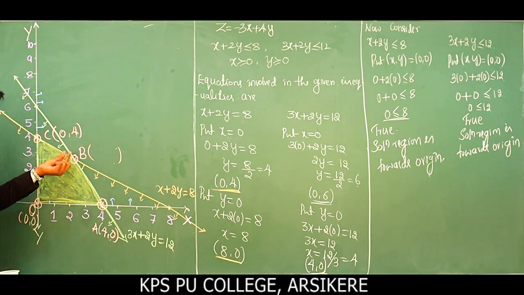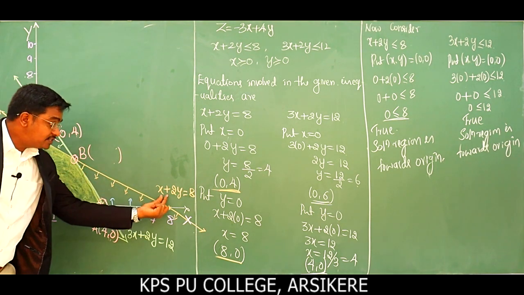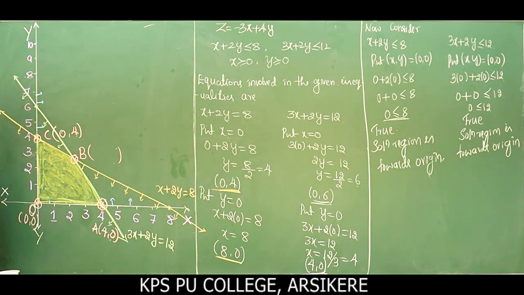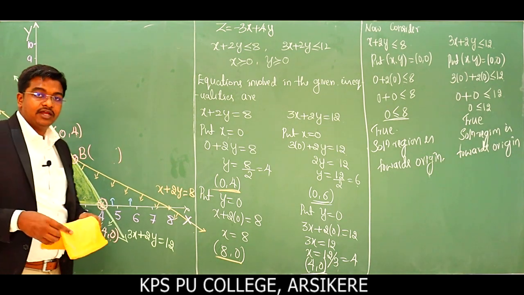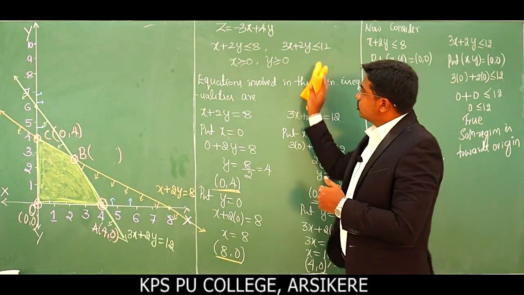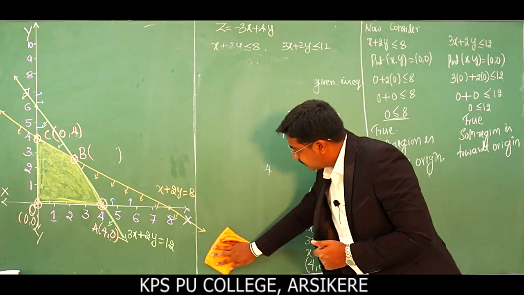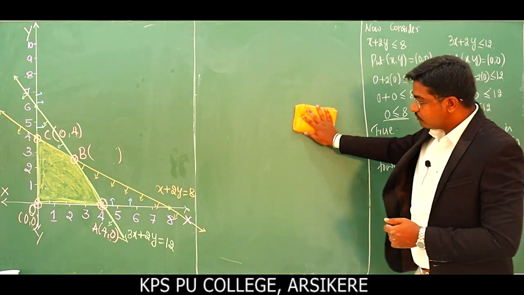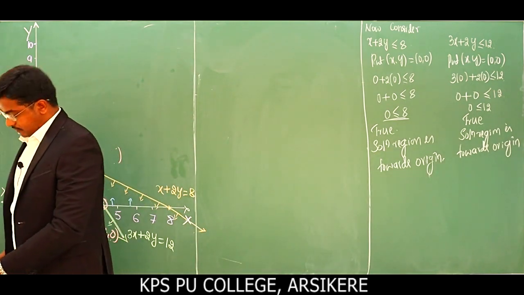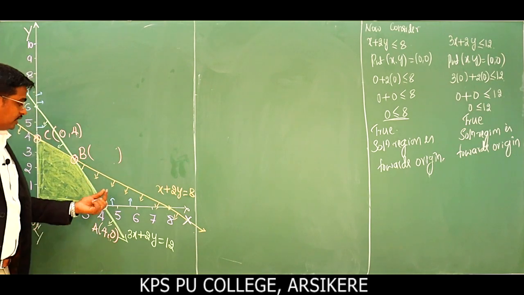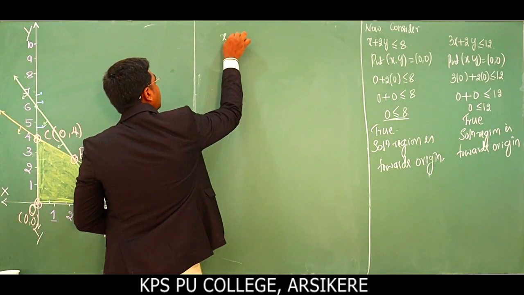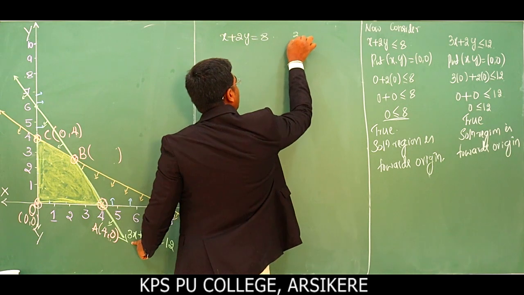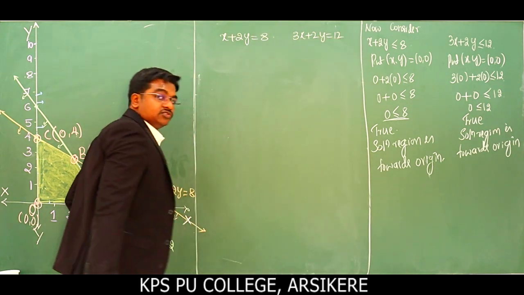Point B is nothing but the point of intersection of the line x plus 2y is equal to 8 and the other line 3x plus 2y is equal to 12. So how to solve these equations? We already discussed this. Again go with your cancellation method. Before the cancellation method, first you have to equate the coefficients of x and y. If you want to cancel x, equate the coefficient of x. If you want to cancel y, equate the coefficient of y. So what are the equations here? x plus 2y is equal to 8. Another equation, 3x plus 2y is equal to 12. So solve these two equations.